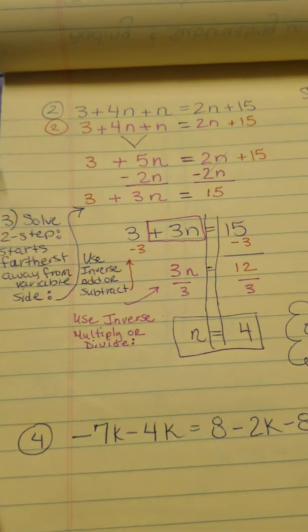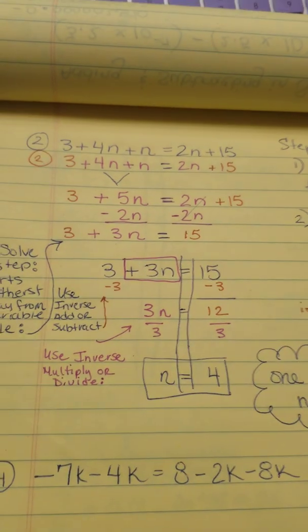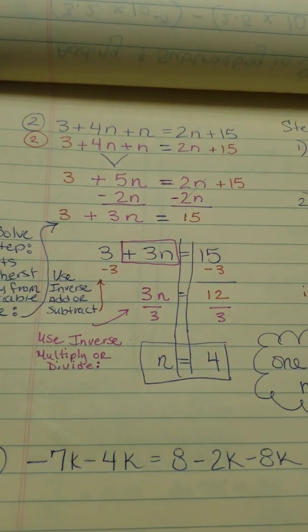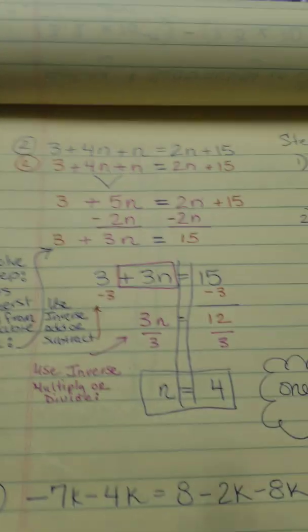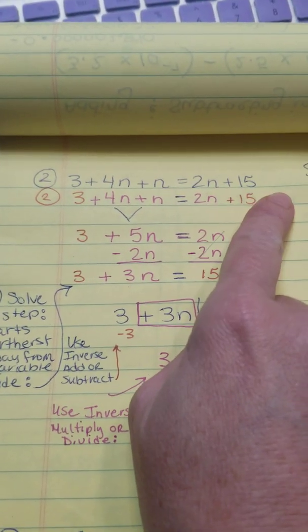All right, everyone. Here is equations with variables on both sides. I'm going to go over the even ones, and you can try the odds. We practiced this some on Friday. And so number 2 says 3 plus 4n plus n equals 2n plus 15.